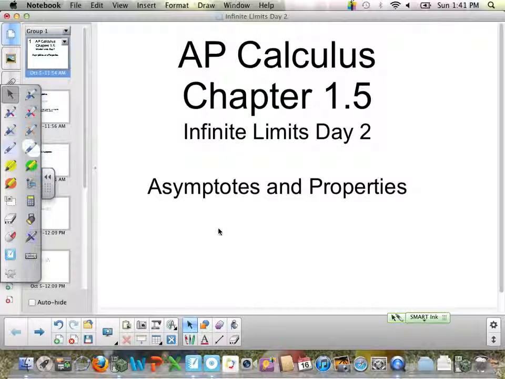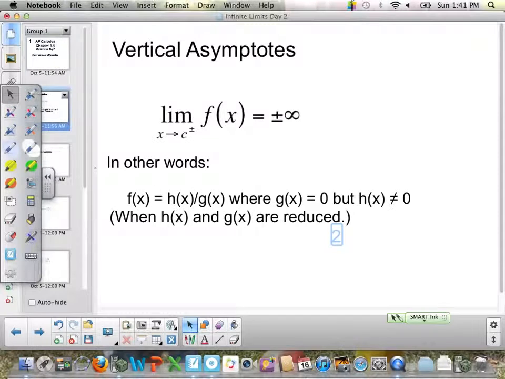Chapter 1.5, Infinite Limits, Day 2, Asymptotes and Their Properties. As we discussed yesterday, the limit of a function as it approaches c equals infinity is a vertical asymptote.